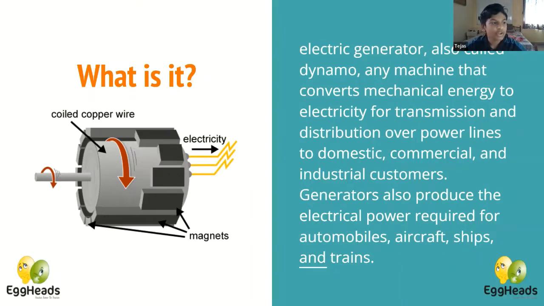Yeah. So what is an electric generator? In simple sense, it creates electricity. It is what is right now powering your house and letting all of us talk to each other. Another way to call this is a dynamo. What this machine does is it converts mechanical energy into electricity. And you usually transmit this electricity to the power line that you have, and you use it for domestic, commercial, and industrial customers.